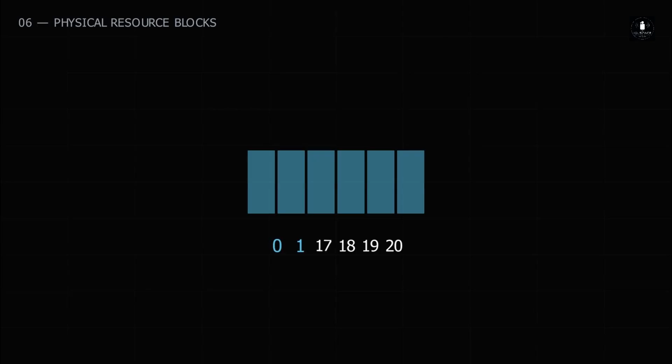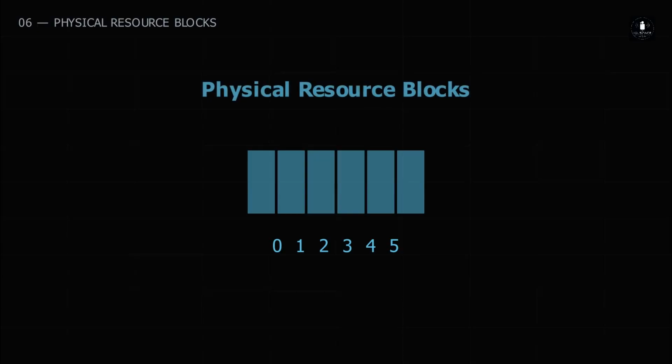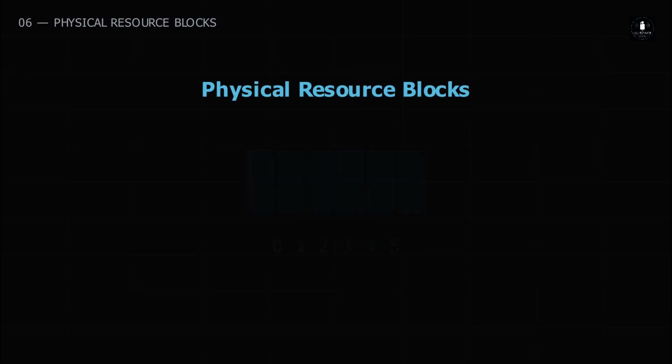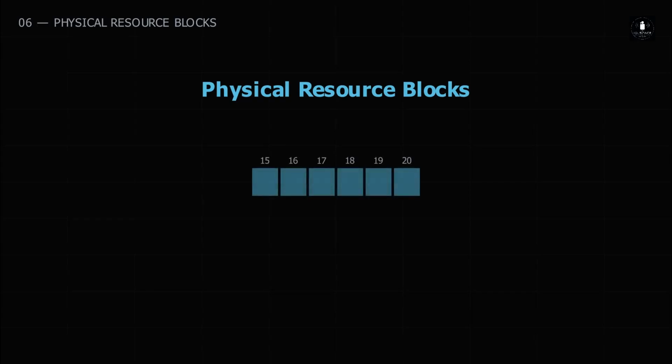Inside the active bandwidth part, the resource block numbering is changed. The resource blocks present in the active bandwidth part are called physical resource blocks. Notice carefully, nothing physical has changed, only the numbers have changed.